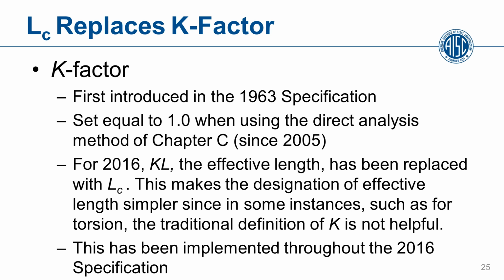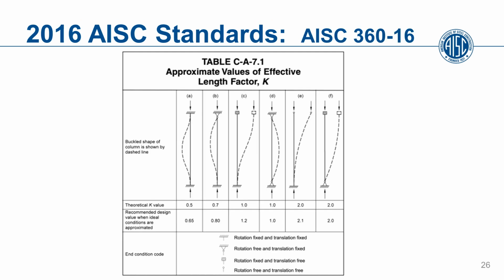So that makes it pretty simple when you're doing your analysis. You're just using L sub C. The traditional definition of K is not helpful in this case, and that's been implemented throughout the 2016 specification. Well, I know a lot of people may be concerned about this. I want to show you that in the commentary for Appendix A, there still is the old table for K factors that you can look up and still can use if you would like to use them. They haven't disappeared. They're still there for you to use. But keep in mind, L sub C is no more than KL in a different format.